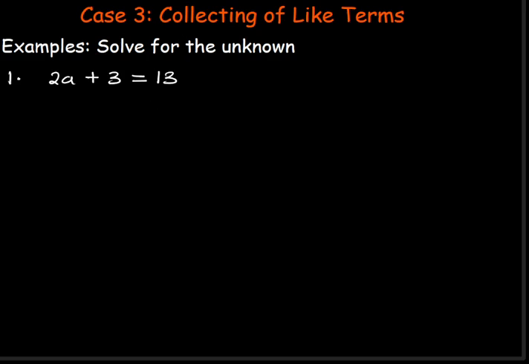So we've talked about the rules for collecting items. Number one, we take the variables to one side and the numbers to the other side. And rule number two, when a number or variable crosses the equality sign, the sign of that number changes. Okay, so let's see what we have here.